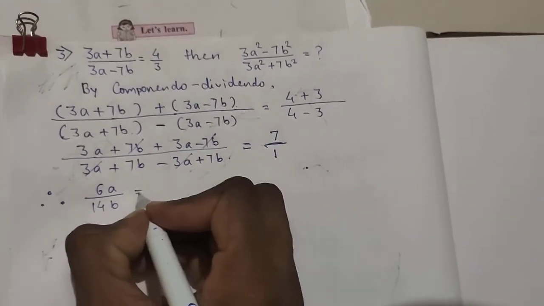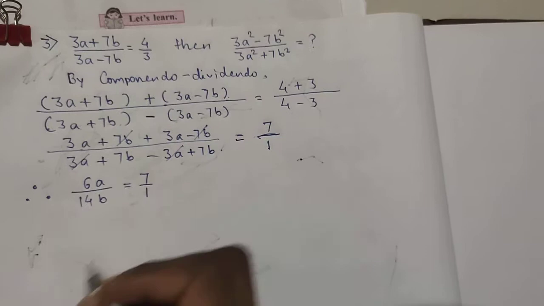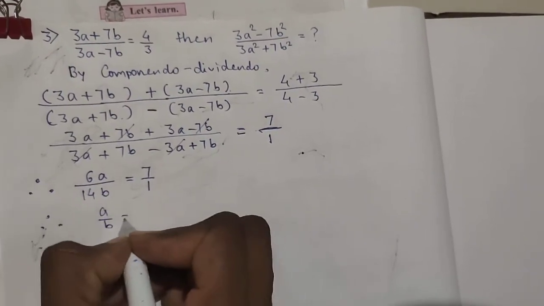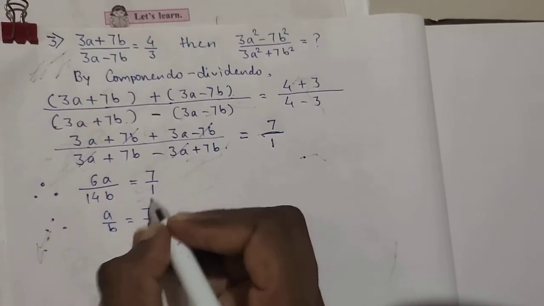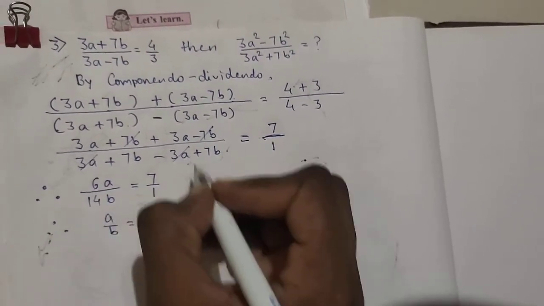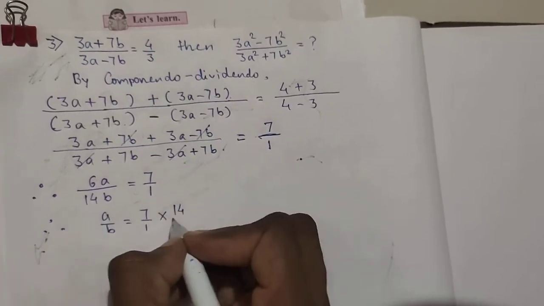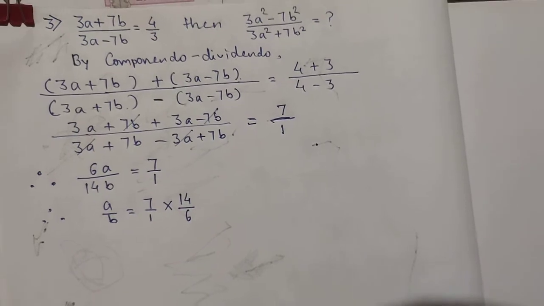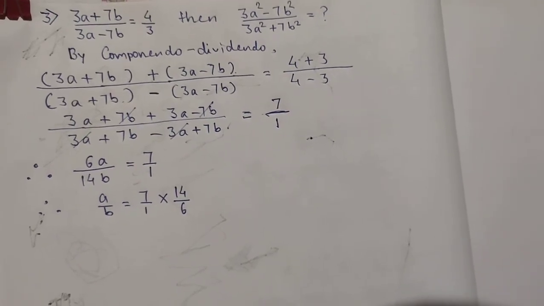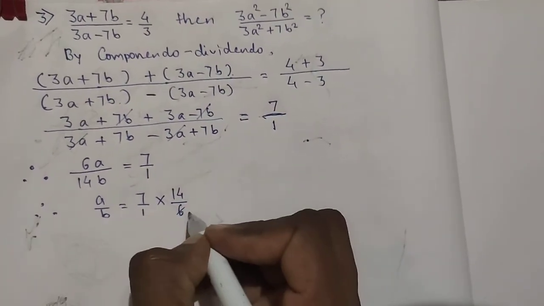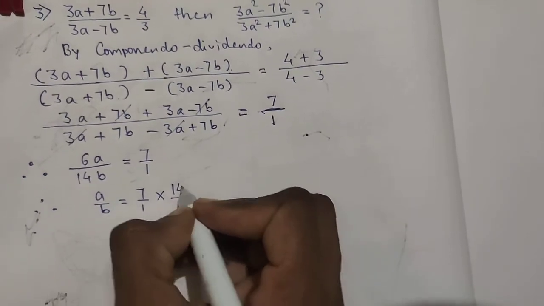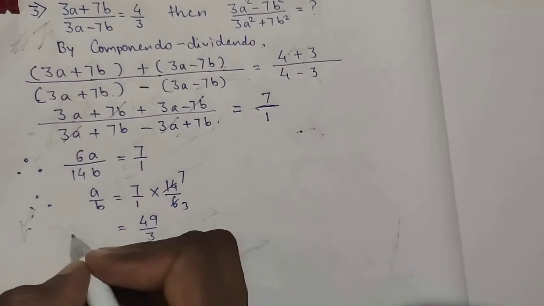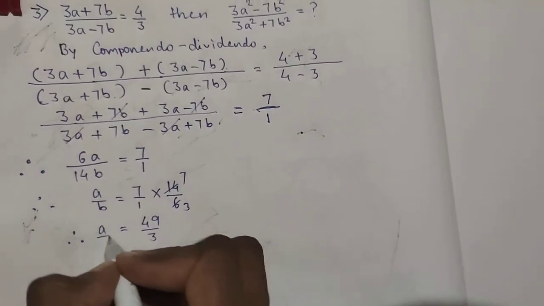And in your right hand side, what is there? 7 upon 1. Now in the next step, transfer this 14 and 6. So 7 upon 1 already is there. Transfer this 14, so this comes in the numerator and your 6 comes in the denominator. Now what are we going to do? Cancellation. This is two 3s, and this is two 7s. So you are going to get 49 upon 3, your a upon b.